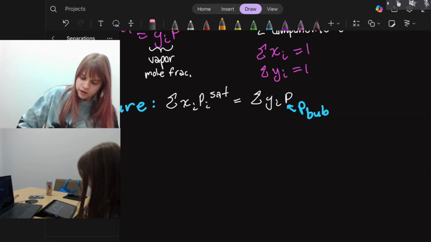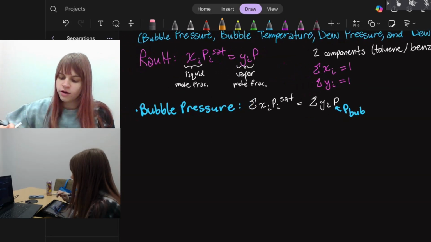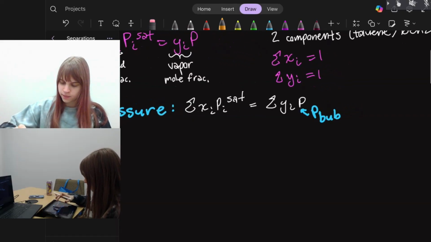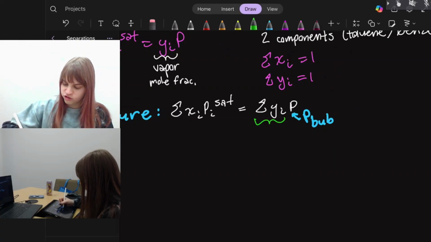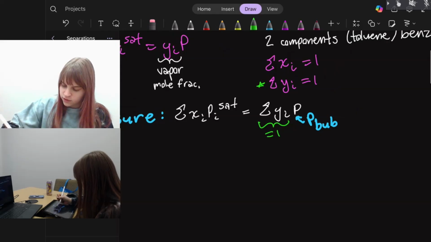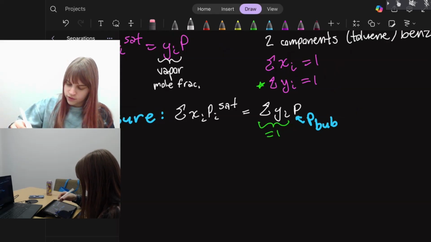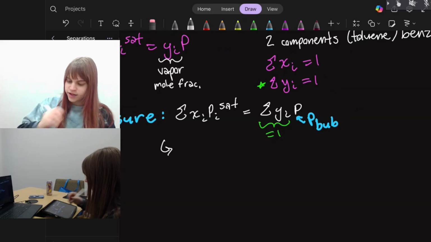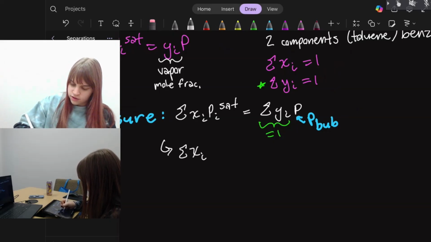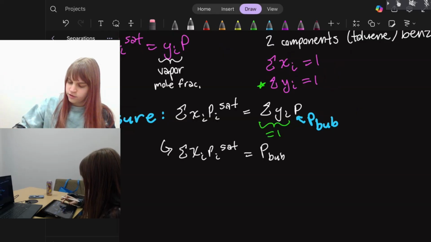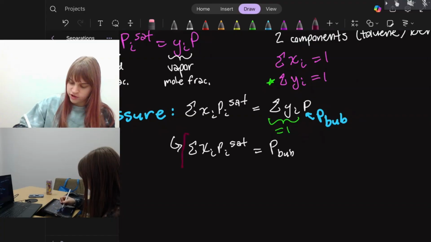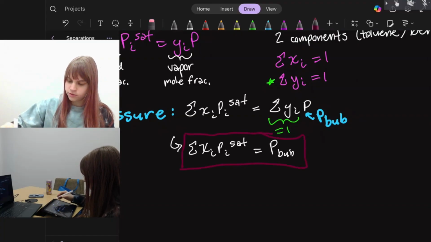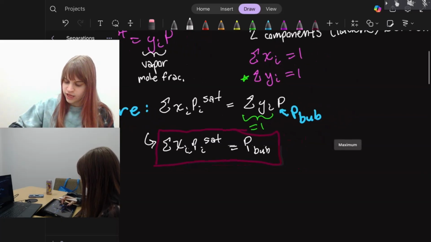Since we are doing the bubble pressure, we know that the liquid composition must be given. And so what we can do here is say that this vapor summation, like we said up here, is equal to 1. And then we can simplify and say that the summation on this left-hand side is simply equal to the bubble pressure for this ideal binary mixture. This is our equation right here.